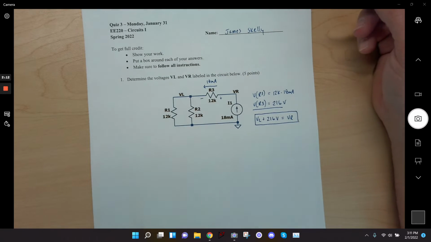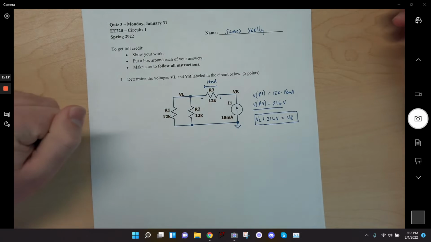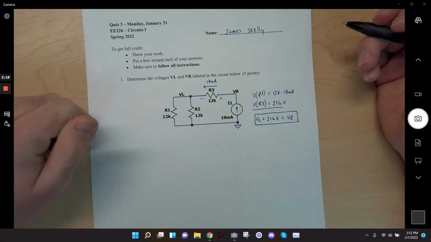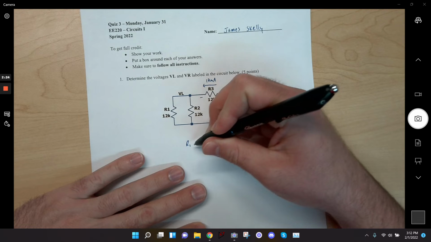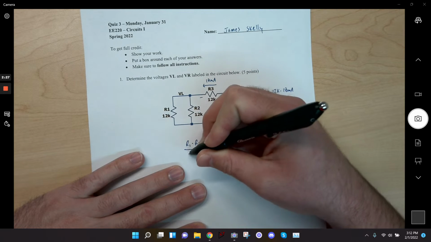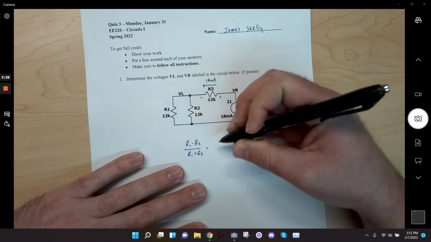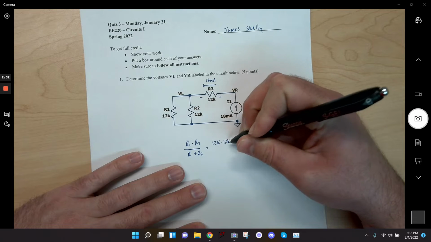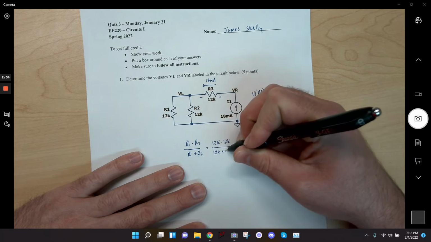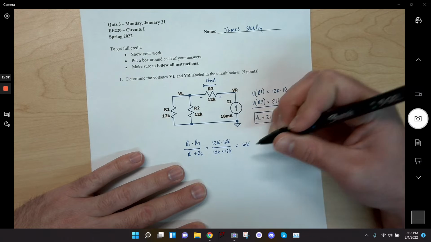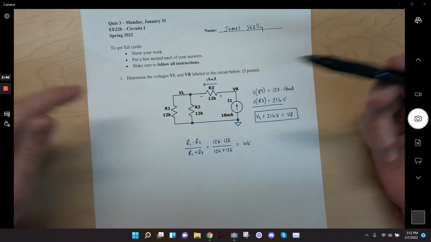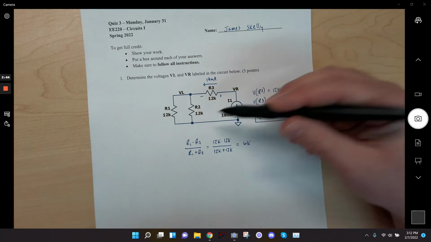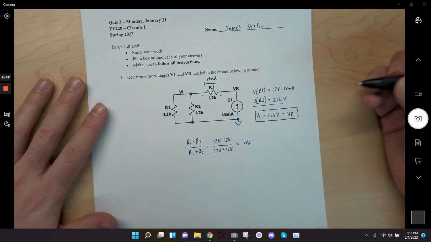So if we want to find VL, one way that we could do this, and a lot of you did, is we know that we can combine R1 and R2 in parallel. So R1 times R2 over R1 plus R2, or 12K times 12K over 12K plus 12K, and that's going to give me 6K. I talked about how anytime you have equal resistors in parallel, the parallel resistance is equal to just half of whatever that resistor was. So in this case, it's 6K.